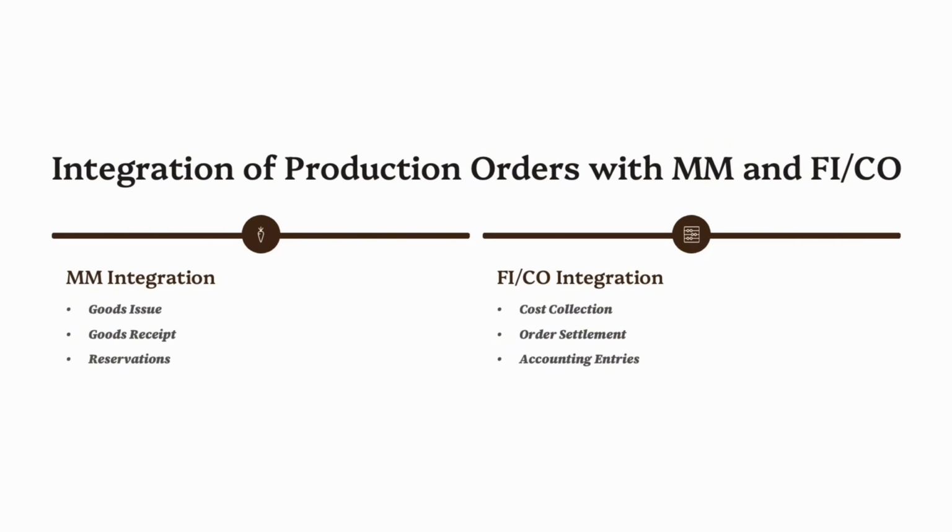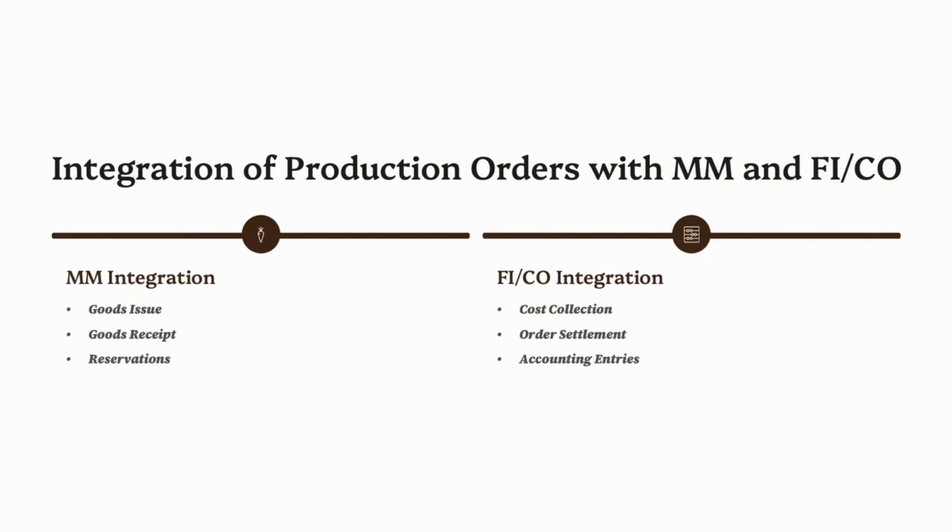Integration with MM, materials management. Goods issue. When raw materials are consumed during production, MM updates inventory levels. Goods receipt. When the finished product is received, MM posts it into stock. Reservations. PP creates reservations that MM uses to control material availability.